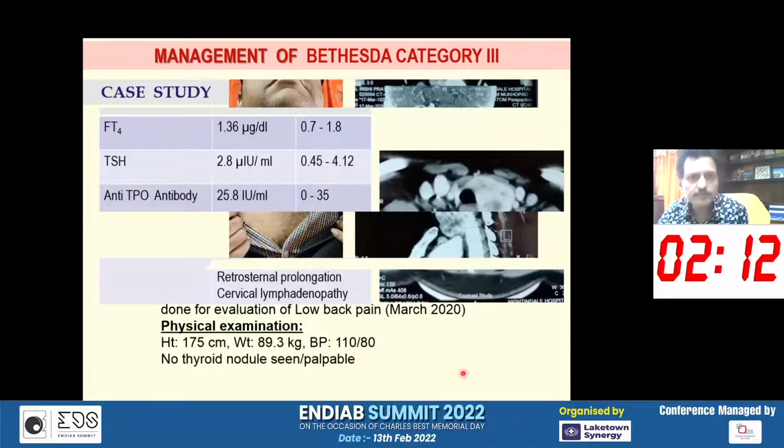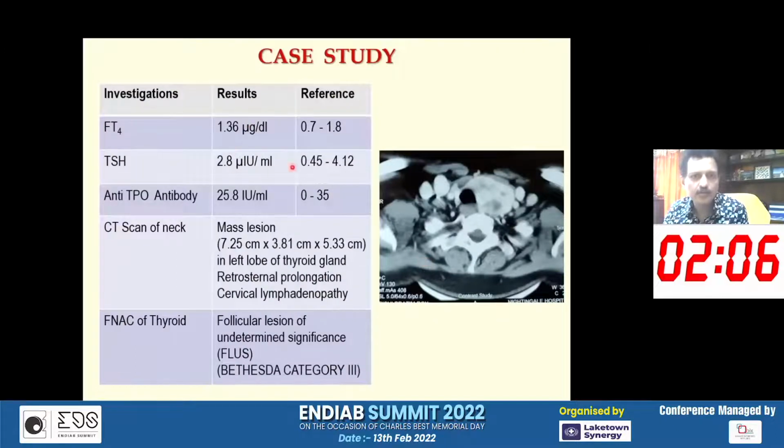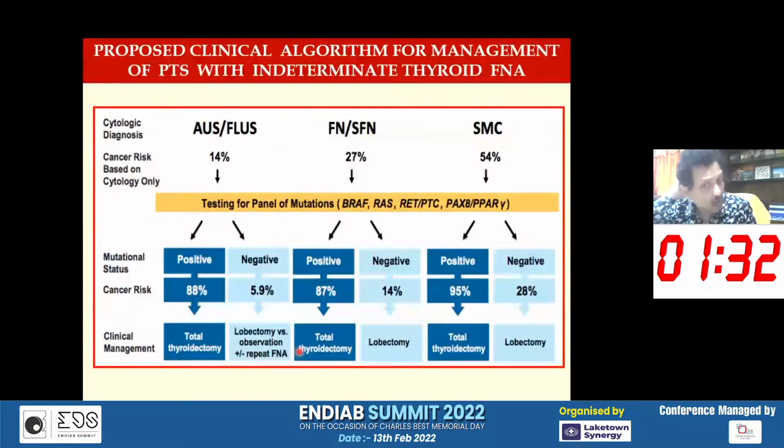So we looked into the thyroid report: clinically euthyroid, antibody negative, and CT scan of the neck shows a mass lesion in the left lobe of the thyroid gland with retrosternal prolongation and cervical lymphadenopathy. And FNAC was done, which shows follicular lesion of undetermined significance. So this patient has a follicular lesion, Bethesda category 3. So here is the issue: this patient has some risk of malignancy, but we are not very sure. And therefore, how do we approach this patient?